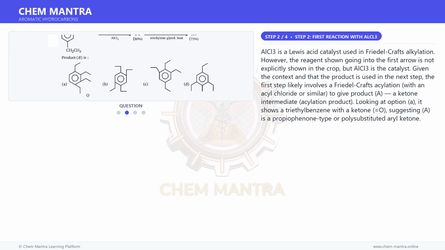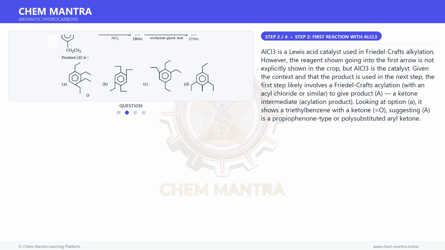Moving on to the next step. AlCl3 is a Lewis acid catalyst used in Friedel-Crafts alkylation. However, the reagent shown going into the first arrow is not explicitly shown in the crop, but AlCl3 is the catalyst. Given the context and that the product is used in the next step, the first step likely involves a Friedel-Crafts acylation with an acyl chloride or similar to give product A, a ketone intermediate, the acylation product.